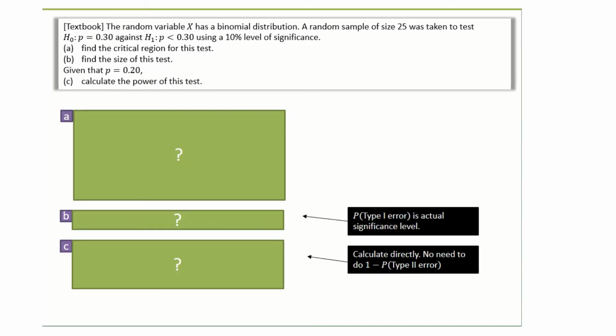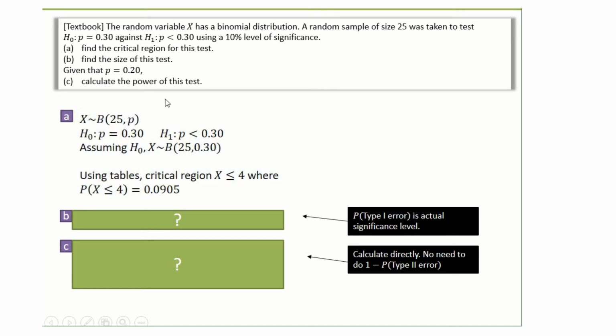Okay, so we're going to look at an example here. We've got a binomial distribution, a sample size of 25, a null hypothesis that p equals 0.3, and the alternative hypothesis is that p is less than 0.3. So straight away it's telling me it's a one-tailed test. We've got a 10% significance level. We want to find the critical region, so we're looking for the first value that gives us a probability of less than 10%. So we write it out formally, use our table, use your calculator, however you want to be doing this, and we get the critical region is X is less than or equal to 4.